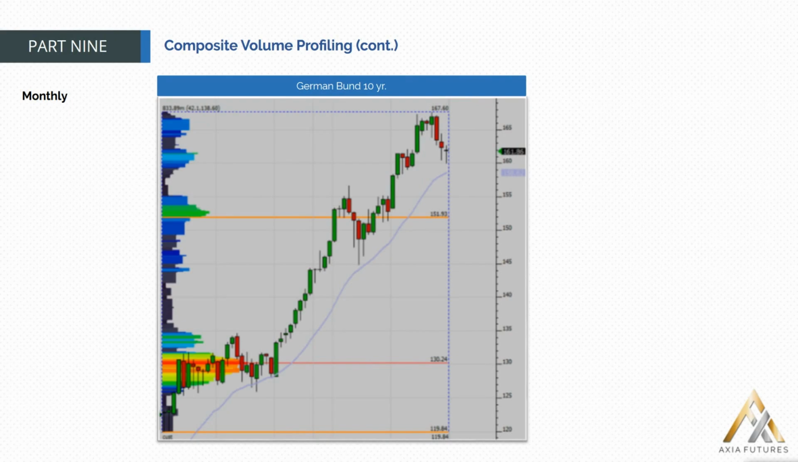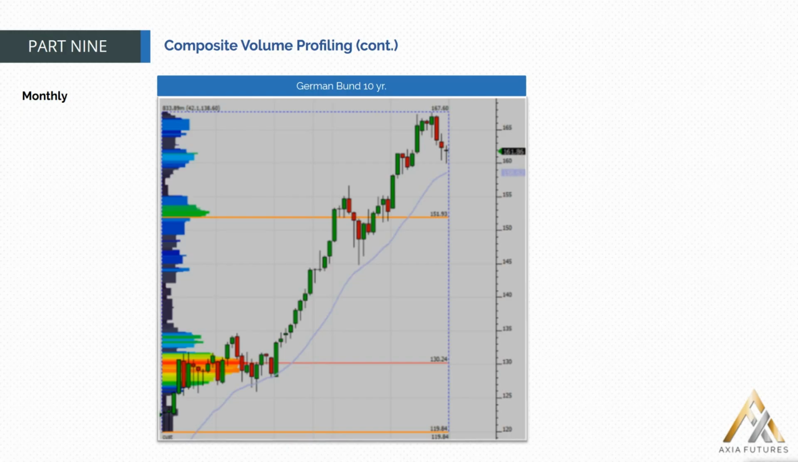In this example, we can see the monthly composite profile. Note the difference between this monthly composite profile and the previous weekly one. We can see how little overlap there is in the price candles, and this is clearly illustrated in the volume profile as well, suggesting we are probably in the early phase of a new trend.